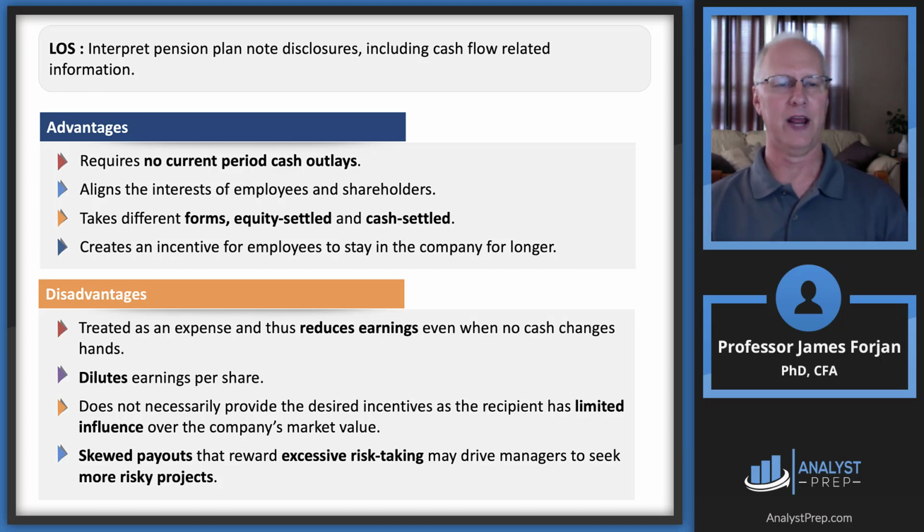Look at that third arrow point. This is what I was saying about a disadvantage. Does not necessarily provide the desired incentive, limited influence over the company, unless, of course, it's the CEO. Now, I would love to talk to you about this last arrow point. Skewed payouts that reward excessive risk taking may drive managers to seek more risky projects, and that is a true statement. However, shareholders might want the executives to take more risk.